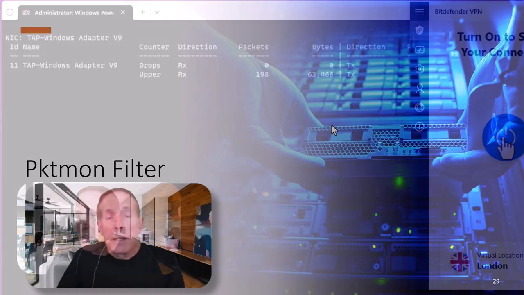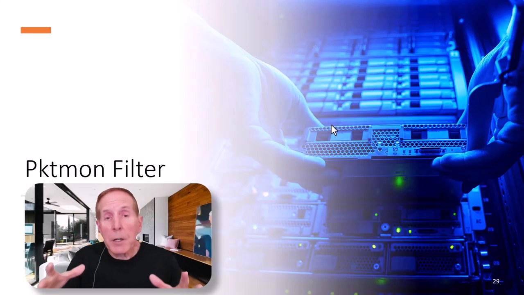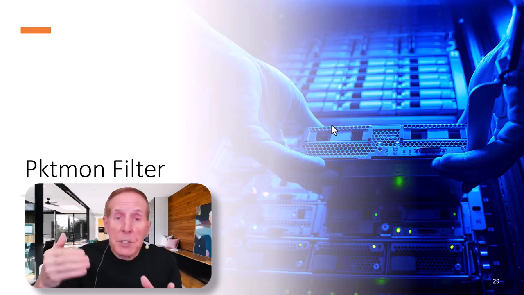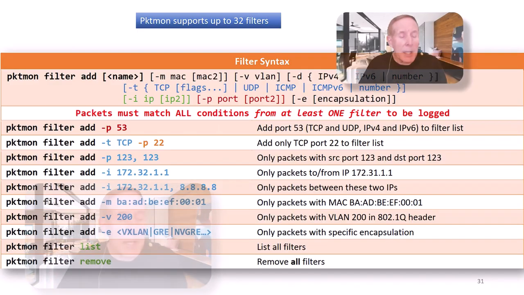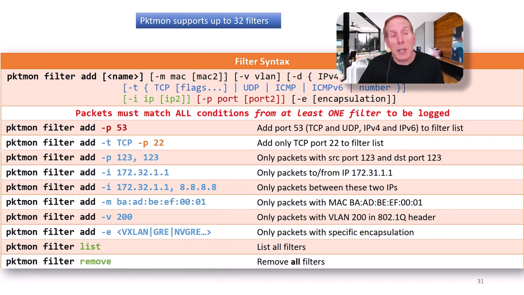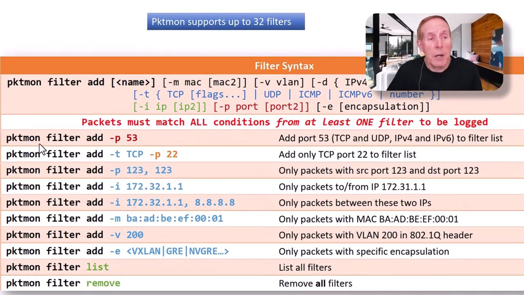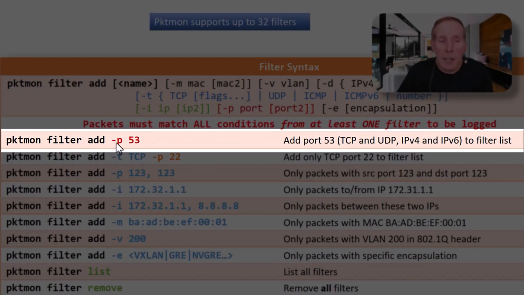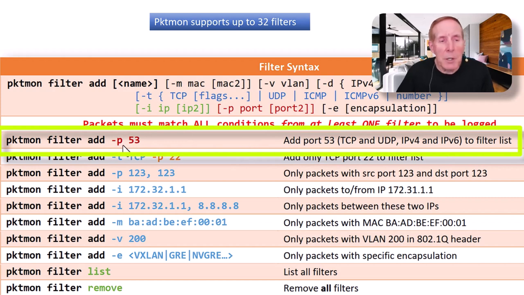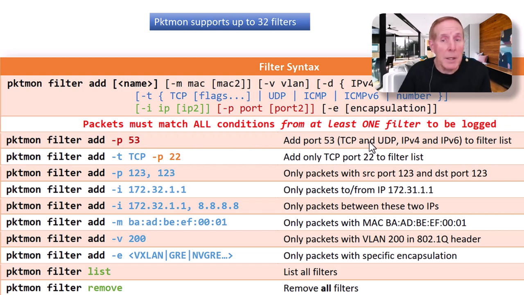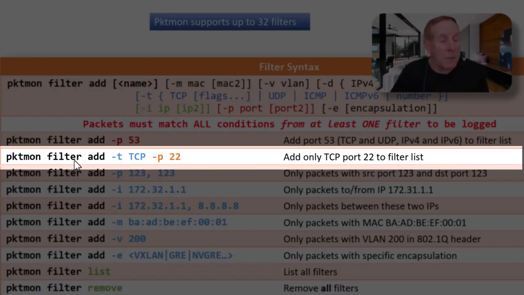Pretty cool. Now let's take a look at Packet Monitor's filter capability that you can set up prior to starting a capture. Let's take a look at this cheat sheet because it really will help you understand how to use filtering. Packet Monitor, filter, add, and then here we do a -P 53. And what that means is since we only put in a port number, port 53, it's going to filter any TCP, UDP, anytime it sees port 53, it's going to capture that data. Down below, I've got the same thing, a different filter, -T, and we're going to add TCP.